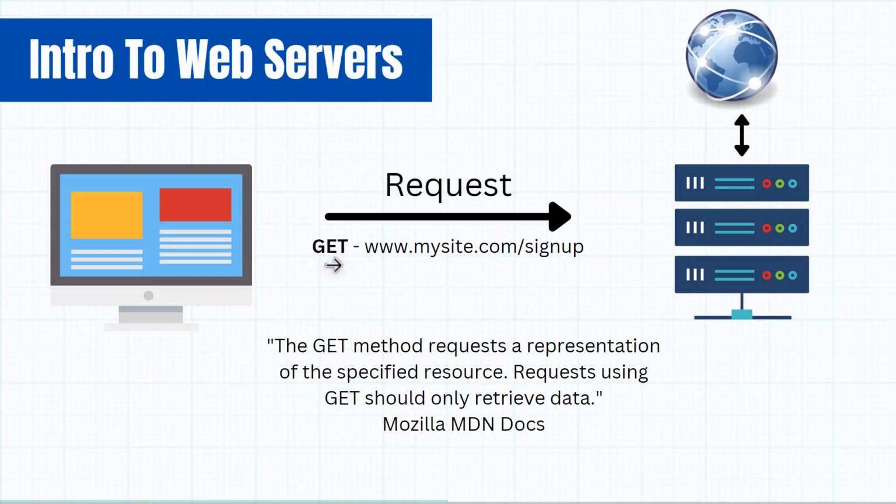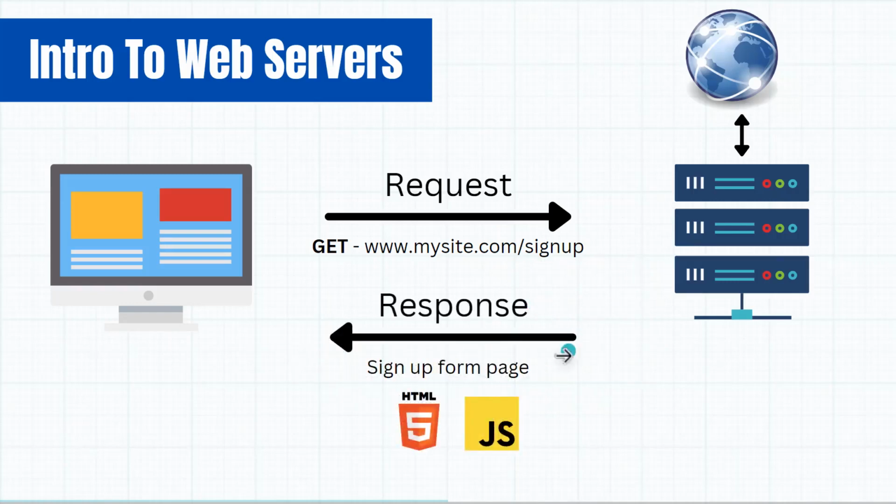One thing that's important here is this GET method. So when we send over requests, there is a method attached to it. And I have this quote here defining what this GET method is from Mozilla MDN Docs, and that's a great resource to learn more. Here it says the GET method requests a representation of the specified resource. The resource here just being this URL, so /signup. Requests using GET should only retrieve data. So basically, we're getting data. So if we sent this GET request to mysite.com/signup, the response might be a sign up form page. So an HTML document with JavaScript, CSS, and it could be a form page.